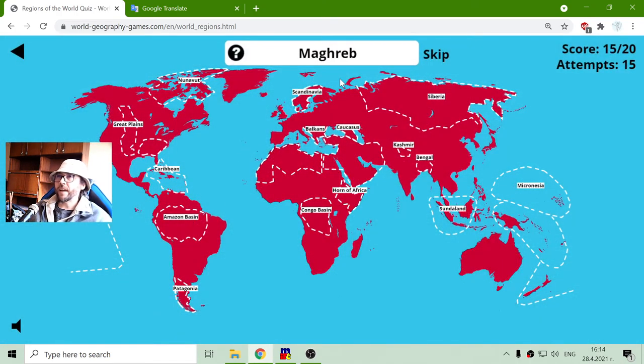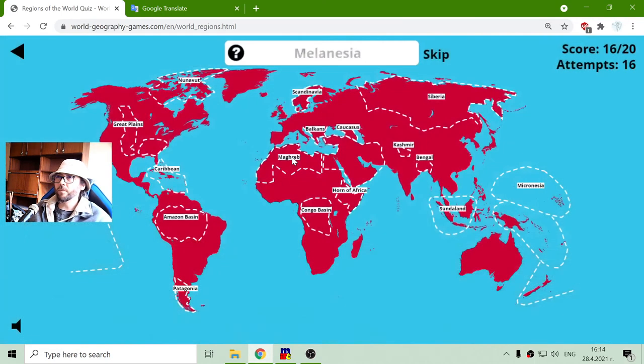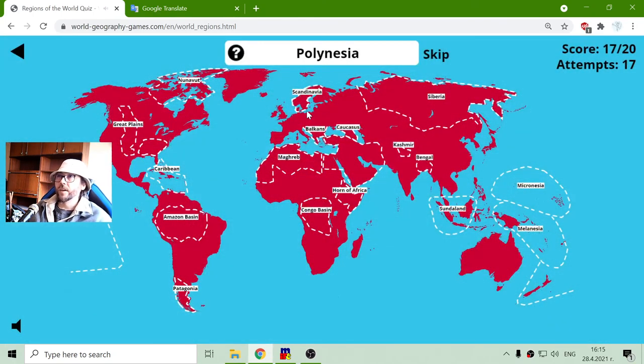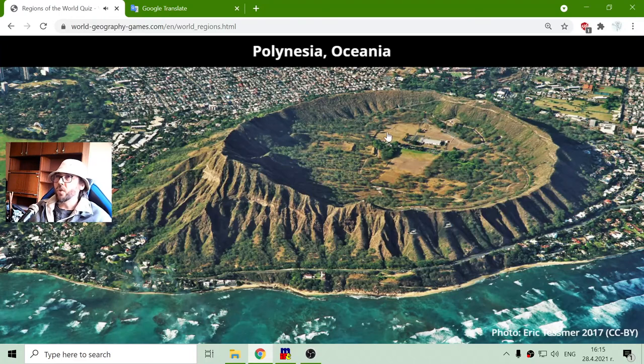and Maghreb region is in Northern Africa. It is a Mediterranean biome, I think. Melanesia, we are going to Oceania for Melanesia. Yes. Polynesia, again in Oceania.